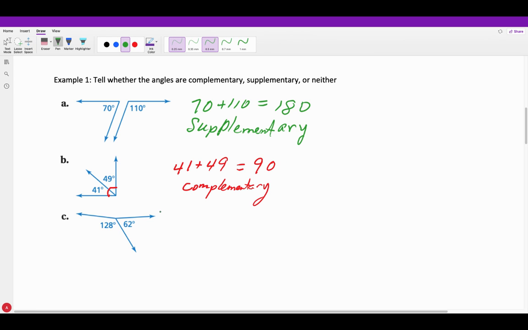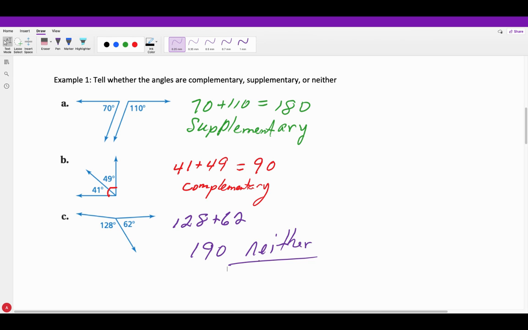And then our last one, same thing. Even though this doesn't look like a straight line, we can't just go off the appearance. Let's go off of the numbers. Because if someone's drawing things, maybe they messed up a little bit, and when we have the numbers provided, we don't just go off of the way that it appears. We go off the numbers. So we will add 128 plus 62. Well, 128 plus 62 is 190. So it is more than 180, but all we care about is that it is not 180. And since it doesn't add up to 90 or 180, that means that that is neither.